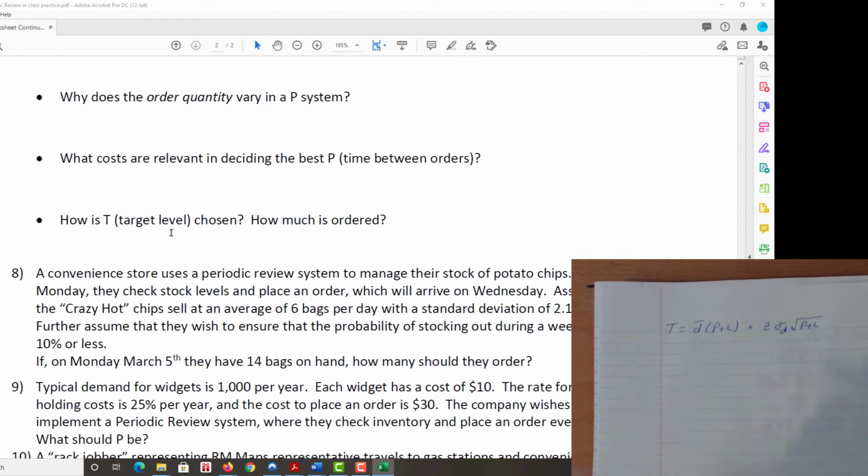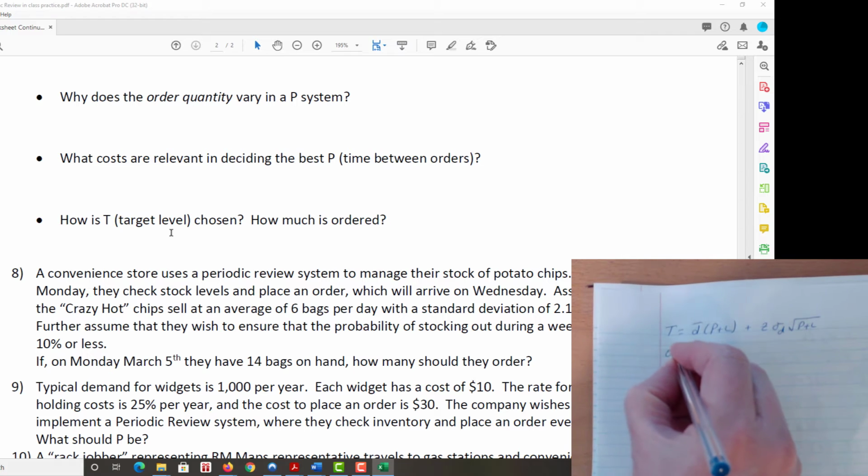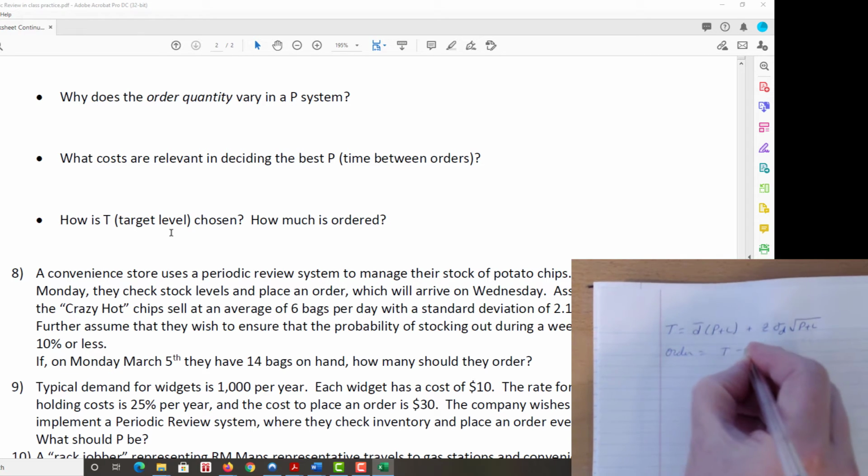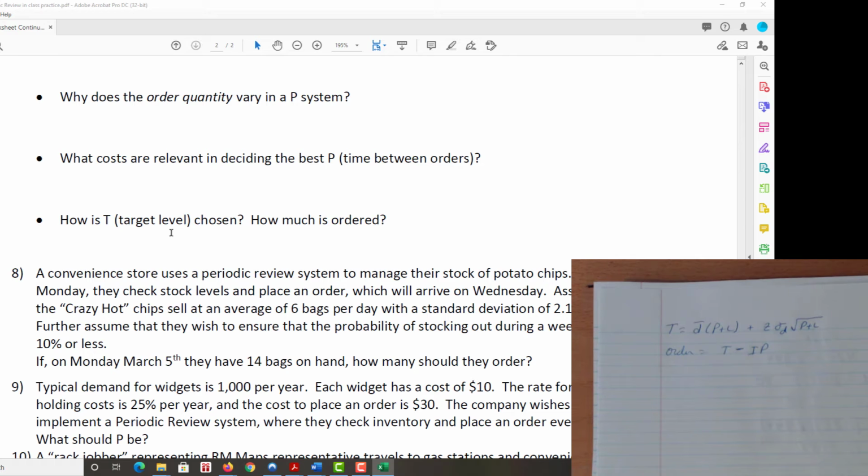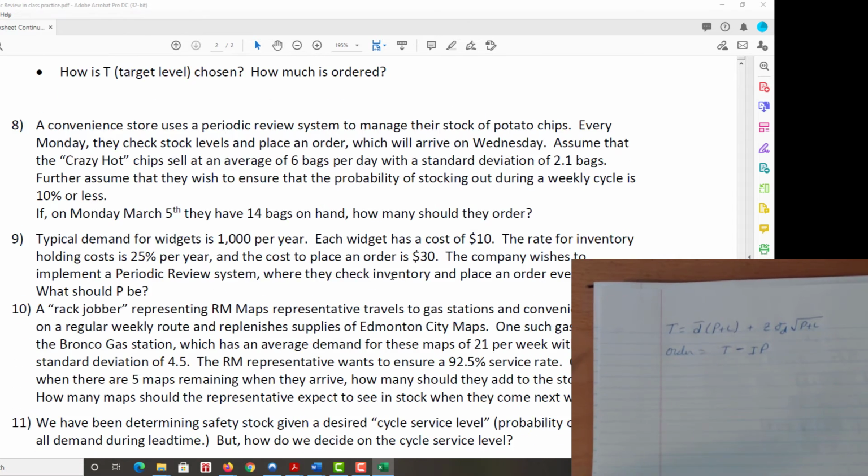Now, how much is ordered? The order amount is T minus IP. So it depends on the inventory position and the order size. There are lots of issues that we have to consider that can impact our order size and our target level of inventory. So often the easiest way to deal with these situations is to look at the formula. The formula is not just for calculations. Equations and formulas exist to describe relationships. They're just a very compact version of that, which makes them very efficient.